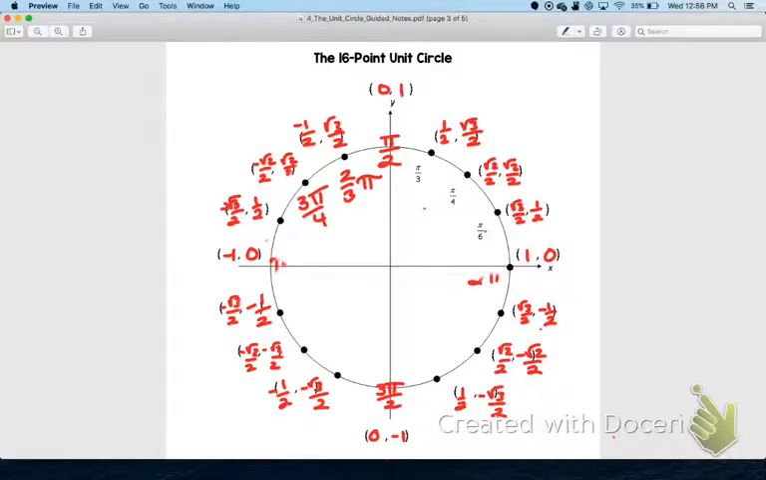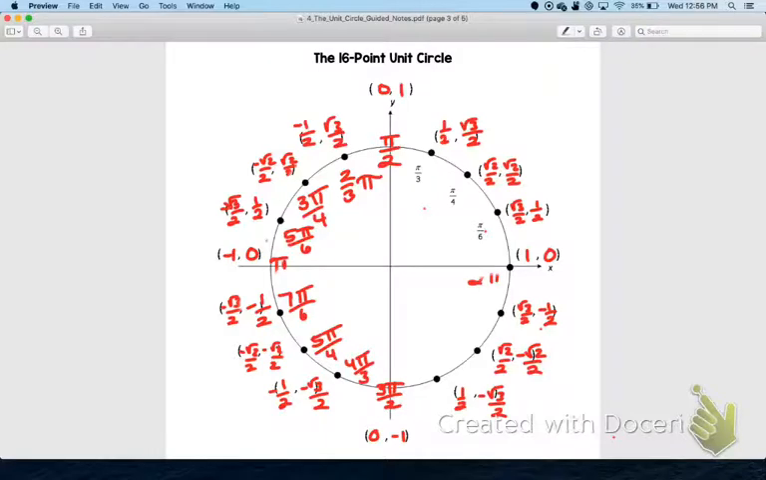Yeah, so 5 pi over 6. And then adding another 6 gets me to pi. Adding another 6 gets me 7 pi over 6. My next quarter would be 5 pi over 4. Adding another 6 to 7 pi over 6 would be 8 pi over 6, so 4 pi over 3.